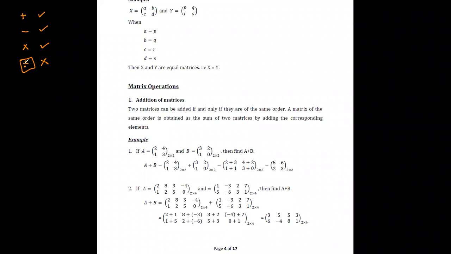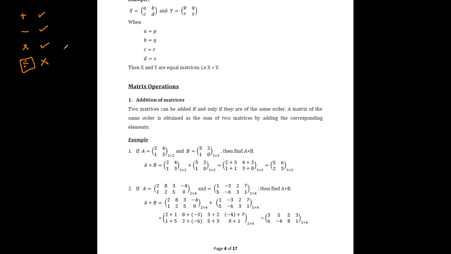Therefore, the only condition in which we may have division is dividing a matrix by a scalar. We will just focus on dividing a matrix by a scalar only, not division of any two matrices.